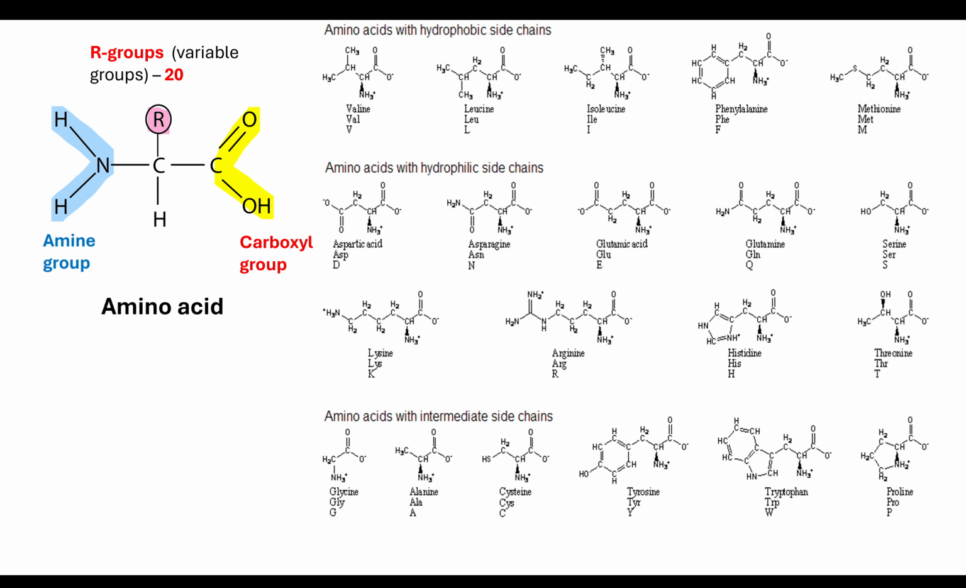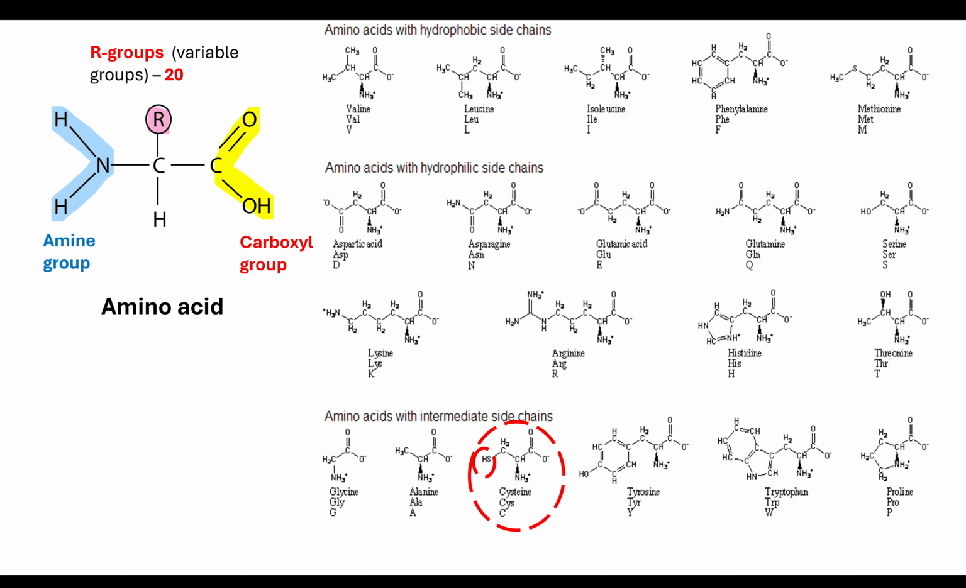Some have hydrophobic side chains, some have hydrophilic side chains, and some have intermediate side chains. Now, you need to understand how they interact with each other, but you don't need to know the names of the amino acids. But there is one that should stick in your head and be a go-to when it comes to naming anything to do with amino acids and disulfide bridges. So you need to know that cysteine is the amino acid which contains sulfur.